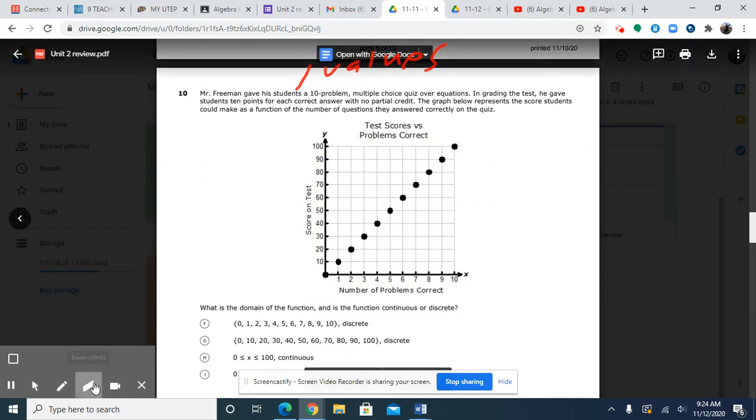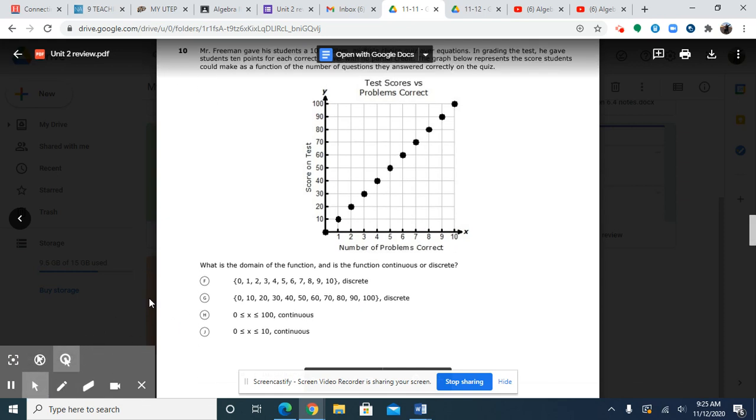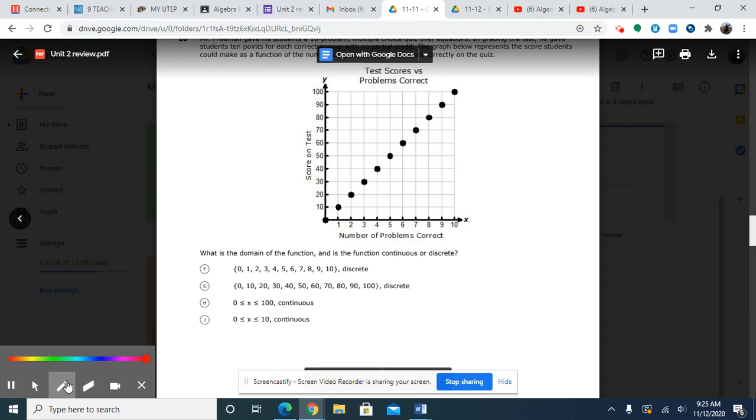So let's look at this next one. Now, the difference between a continuous function and a discrete function would be that a discrete function just uses points like this one does. A continuous function would connect all these points and make a line. So automatically we can say that the answer cannot be H or J because this is not a continuous function.